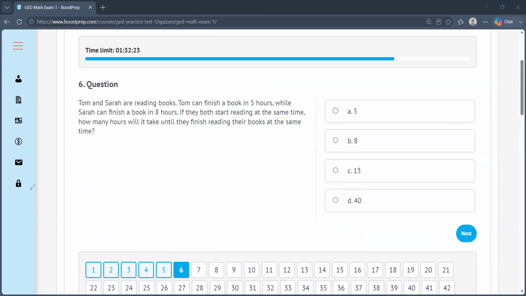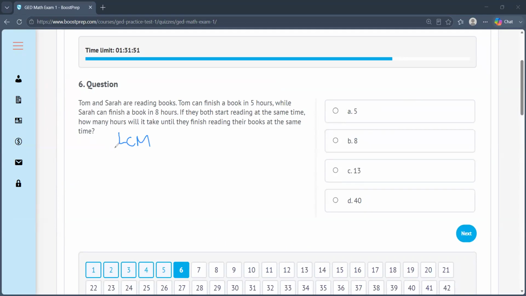Okay, question 6. Tom and Sarah are reading books. Tom can finish the book in 5 hours, while Sarah can finish the book in 8 hours. If they both start reading at the same time, how many hours will it take until they finish reading their books at the same time? So this is just an LCM problem, lowest common multiple problem. That's it. All you've got to do is find the least common multiple of their individual reading times.